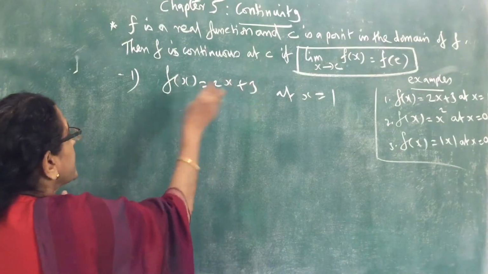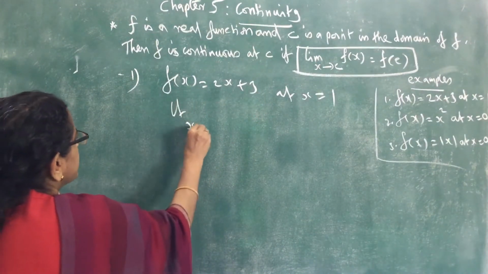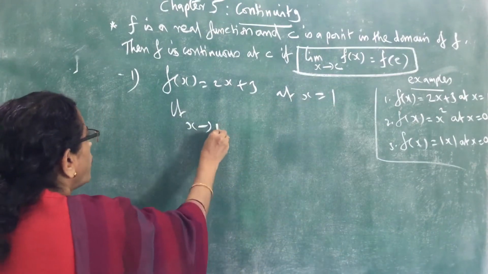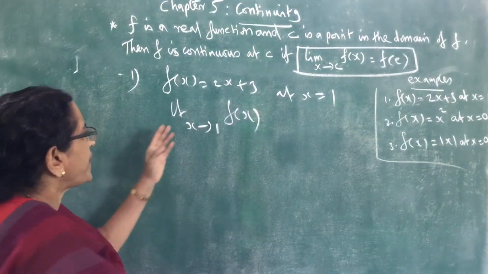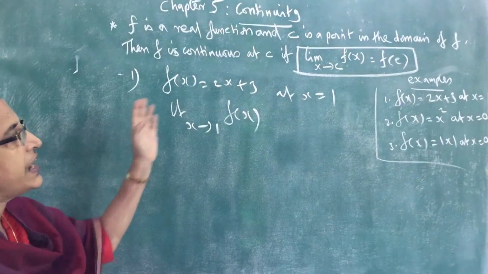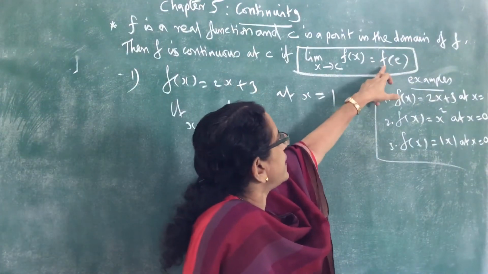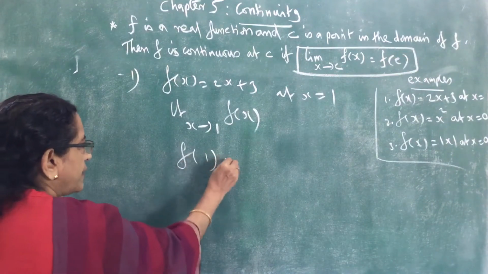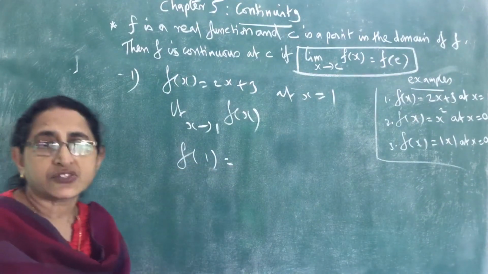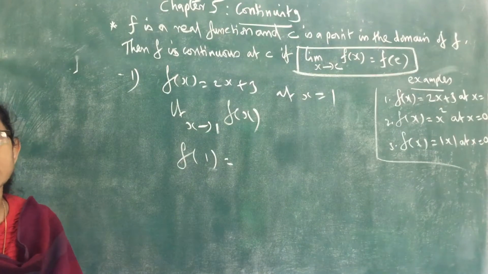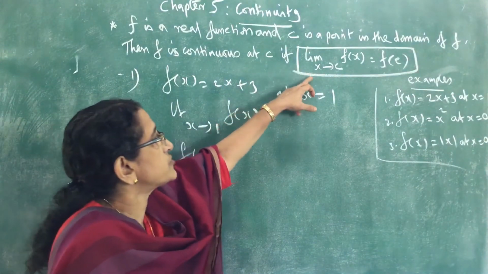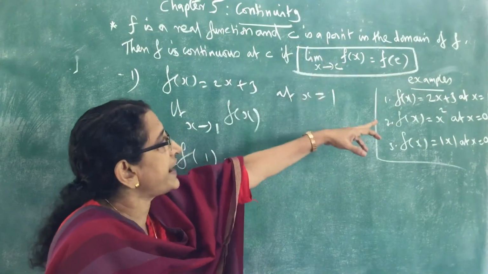So here we have to find limit x tends to c. Here c is 1. So we have to find limit x tends to 1 f of x. And the right hand side is f of c. C means 1 here. So we have to find f of 1. We have to find both LHS and RHS, and check whether they are equal. So the left side is limit x tends to 1 f of x. Right side is f of 1.